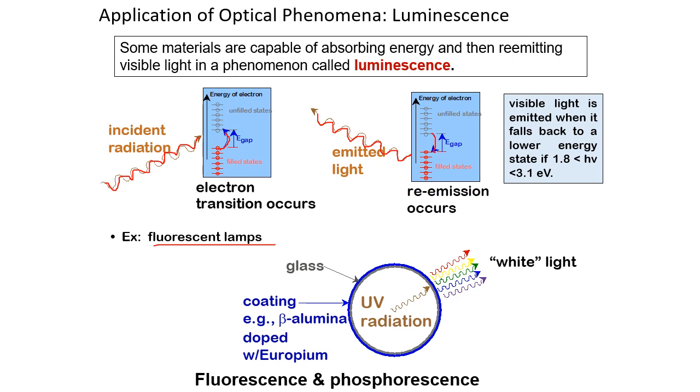The visible light is emitted when it falls back to a lower energy state at around hν larger than 1.8 and lower than 3.1 electron volt. So the emitted light, we call it luminescence. Fluorescence and phosphorescence, where we use UV radiation to have various types of light here. For example, by using UV radiation and heat, the coating consisting of beta alumina doped with europium, we can have this kind of light. We call it phosphorescence.